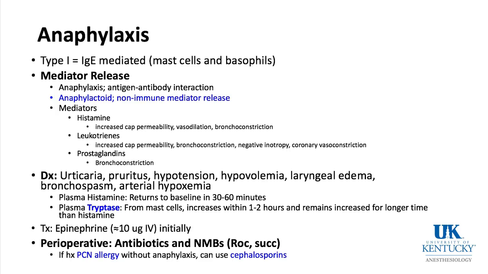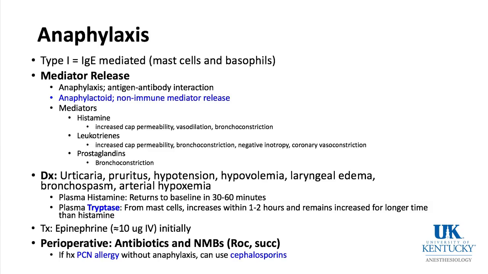Plasma histamine goes up, but it returns to baseline in about 30 to 60 minutes. So if someone has an anaphylactic episode and you measure histamine levels, they'll be up very early, but then after 60 minutes or so, they will go back to baseline. Tryptase, however, comes from mast cells, and it increases within 1 to 2 hours and remains increased for a longer period of time than does histamine. So if you think you had an anaphylactic reaction, you can send off a tryptase level, and if it is massively elevated, you can say, aha, that's confirmation from this plasma tryptase that it was anaphylaxis. We treat anaphylaxis with low doses of epinephrine, approximately 10 mics IV initially as a bolus.